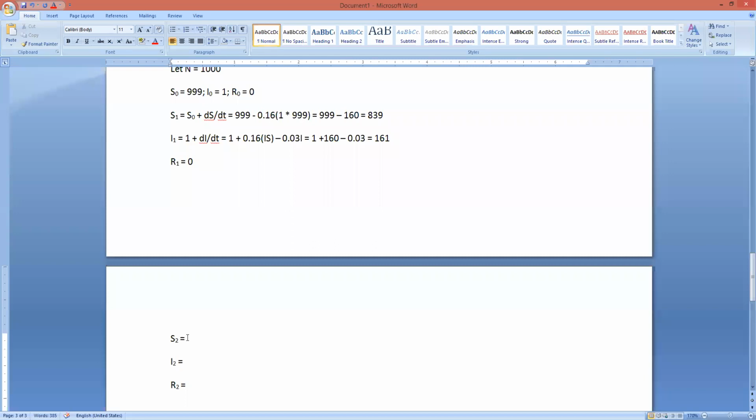How do we get S2? So why is R1 0? R1 is actually 0.03, but that is almost 0.